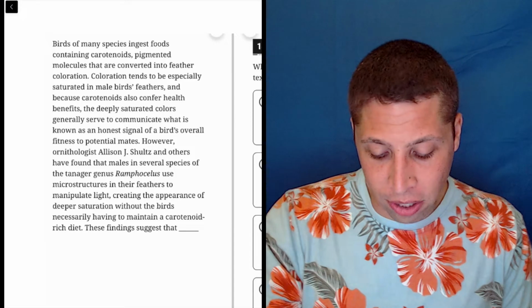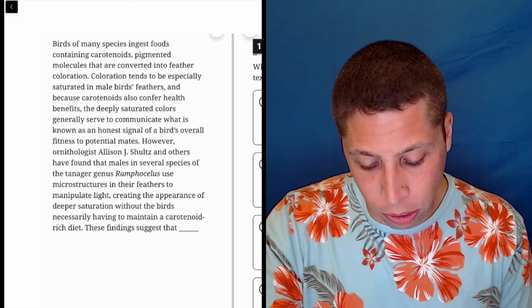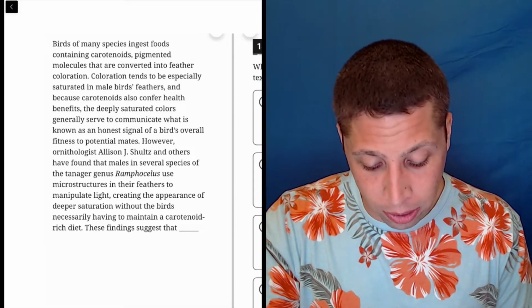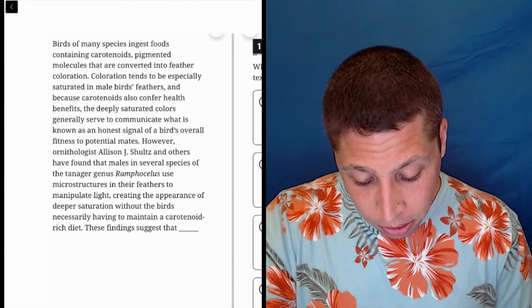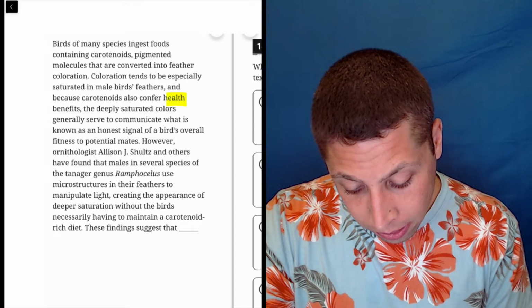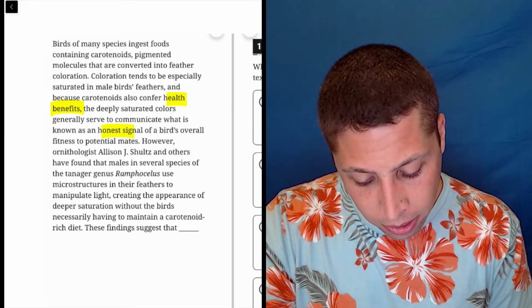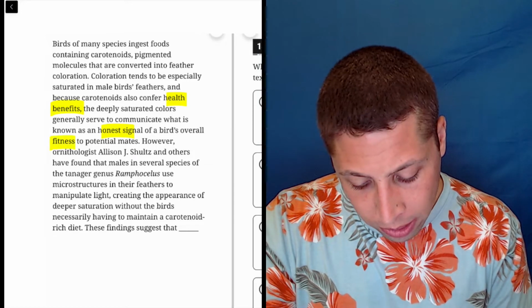Birds of many species ingest foods containing carotenoids, pigmented molecules that are converted into feather coloration. Coloration tends to be especially saturated in male birds' feathers, and because carotenoids also confer health benefits, the deeply saturated colors generally serve to communicate what is known as an honest signal of a bird's overall fitness to potential mates.